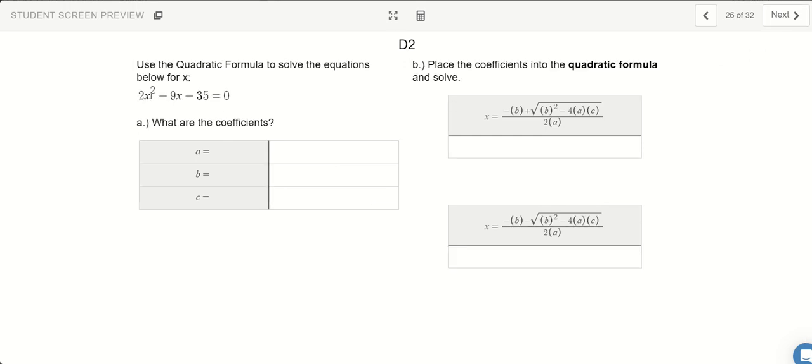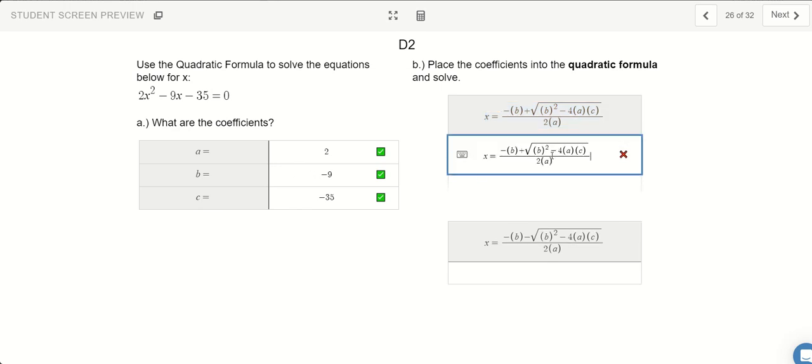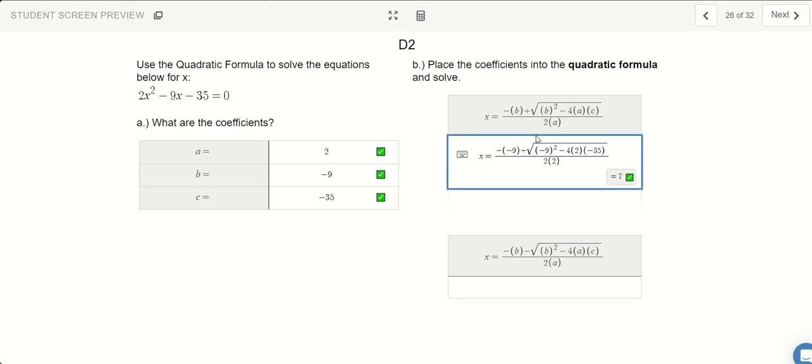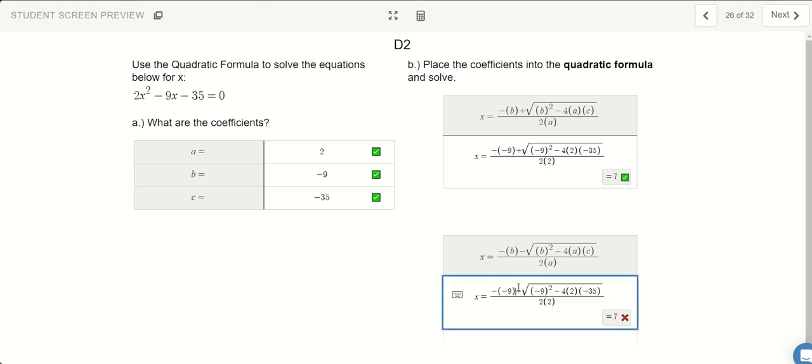All right, next one. A is 2. B is negative 9. And C, our constant, is negative 35. So let's go ahead and plug that into our formula. Every time I see A, I'm going to replace A with 2. Every time I see B, we're going to replace B with negative 9. And every time I see C, I'm going to replace C with negative 35. And after solving, like squaring, subtracting, square rooting, we end up with 7. And we have our negative version as well, negative. Right, so those are our two answers.